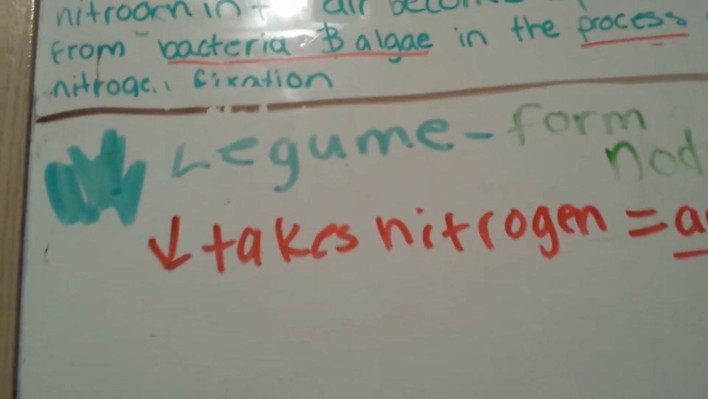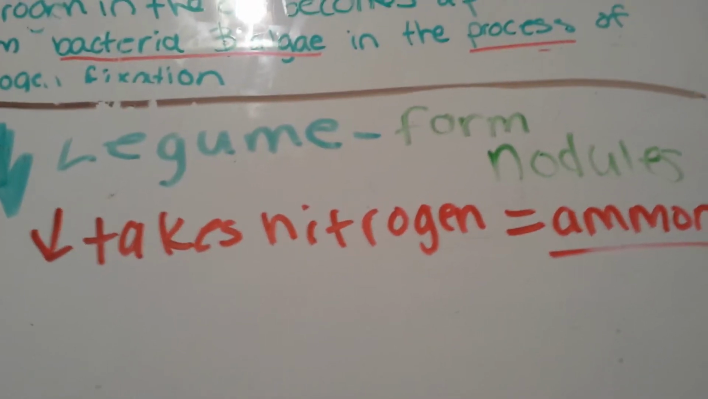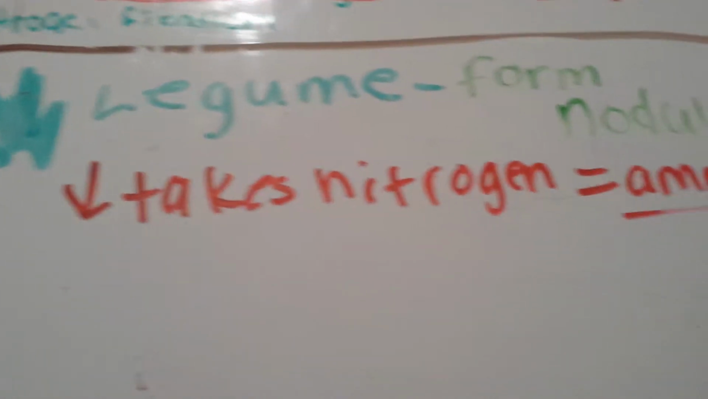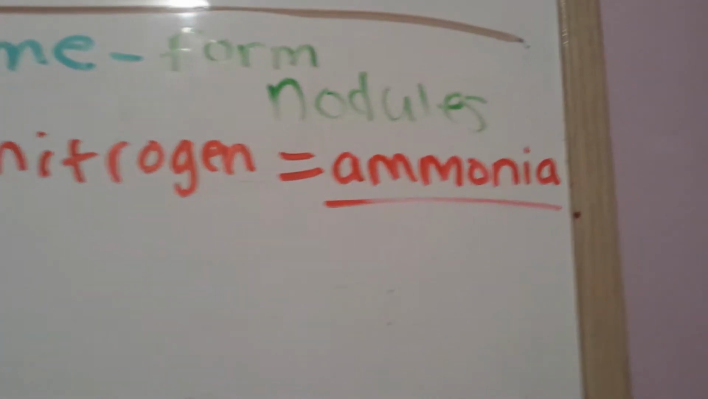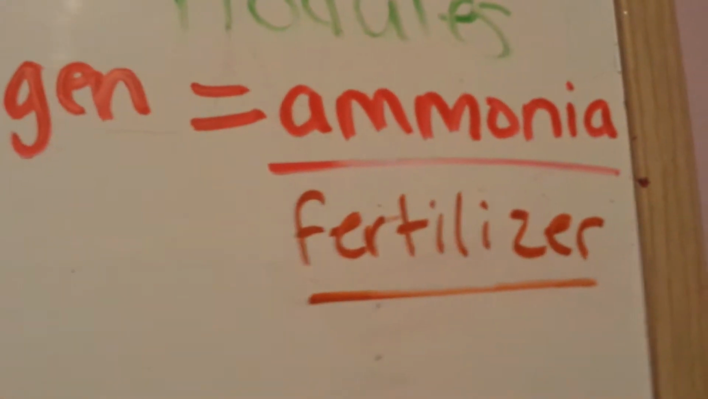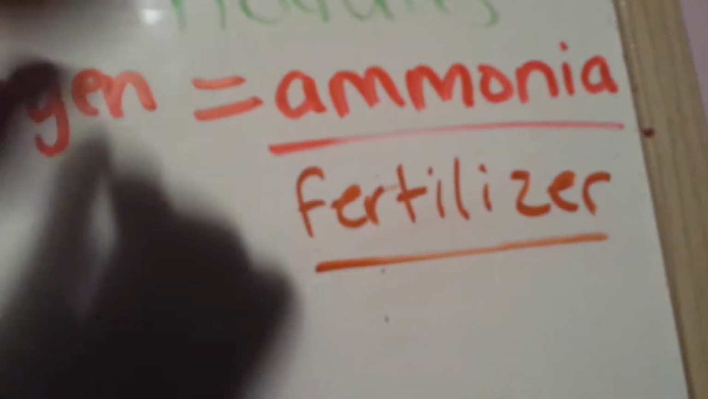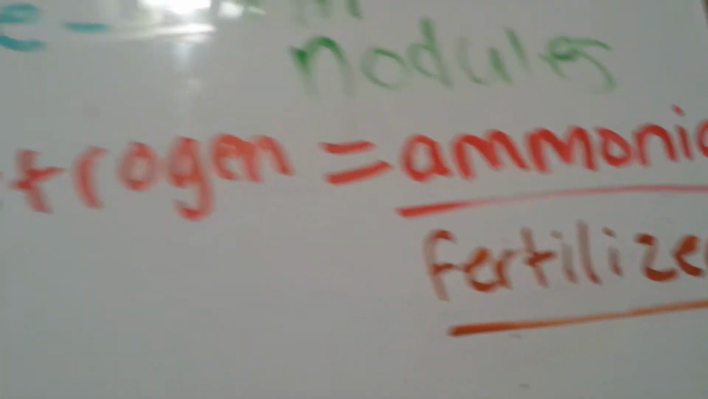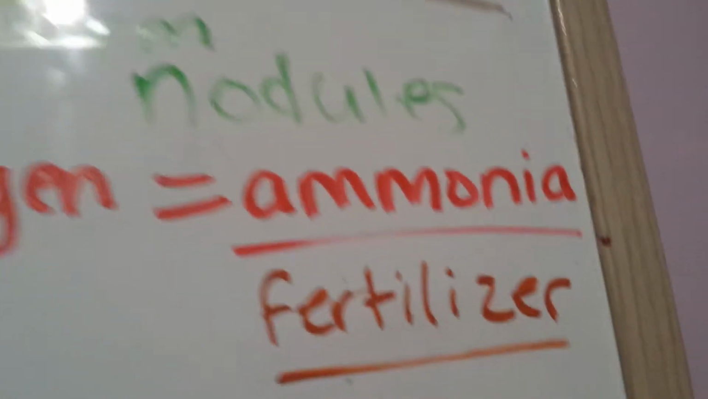The next step is that the legume or the nodules take nitrogen from the atmosphere, and now you have ammonia, also known as NH3. But remember that ammonia is just a fancy word for fertilizer. Sorry, I spelled that wrong. So ammonia is just fertilizer, and fertilizer obviously goes to farms for the soil.